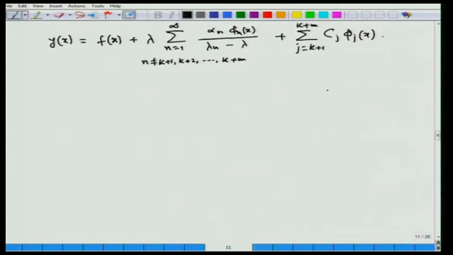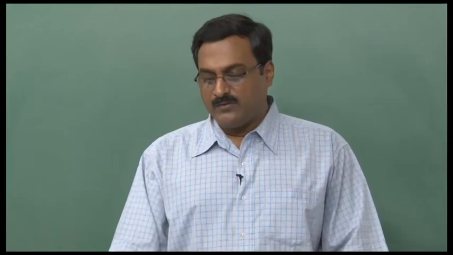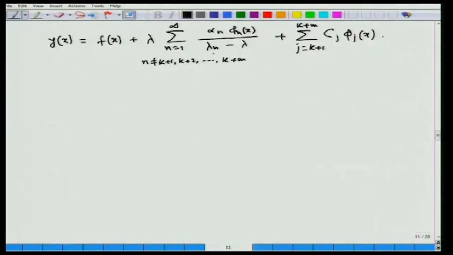And in this case, when f(x) is orthogonal to the eigenfunctions phi_{k+1}(x), phi_{k+2}(x) up to phi_{k+m}(x), associated with the m-fold eigenvalue lambda equal to lambda_{k+1}, then we have infinitely many solutions of the given problem.